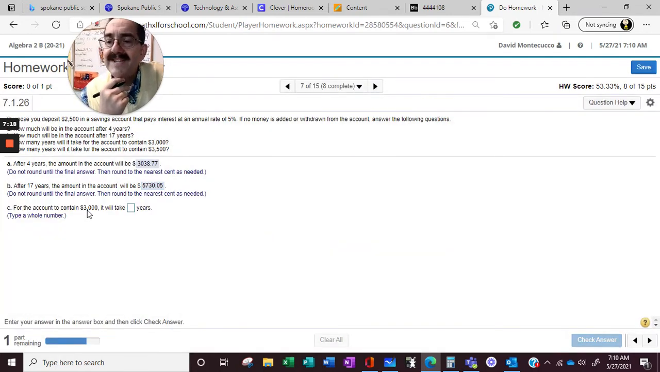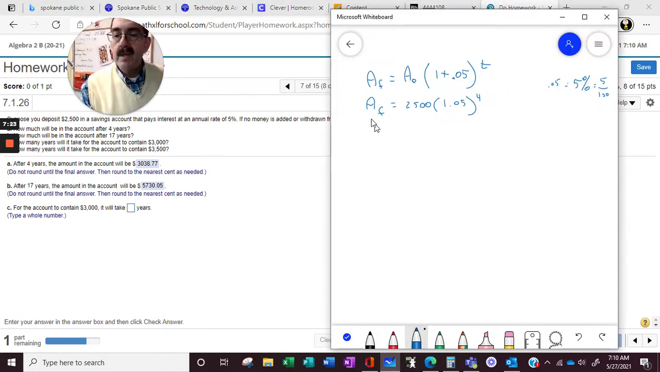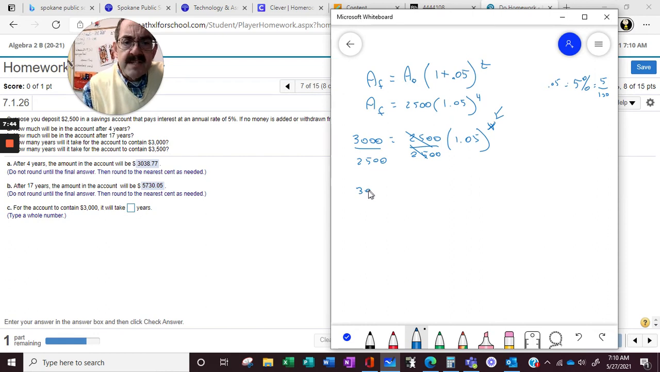Now comes the hard part. For the account to contain $3,000, okay? So now we want 3,000 is equal to 2,500 times 1.05 to the x, okay? We want to solve for x. So step 1, divide by 2,500. That cancels that. And let's not do the math quite yet. Equals 1.05 to the x.